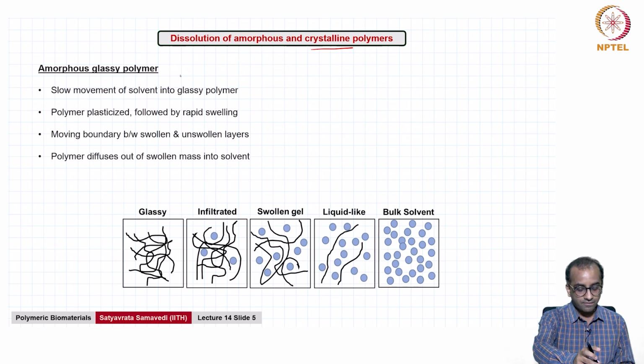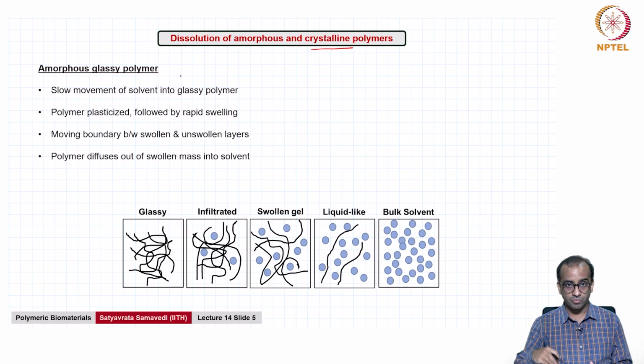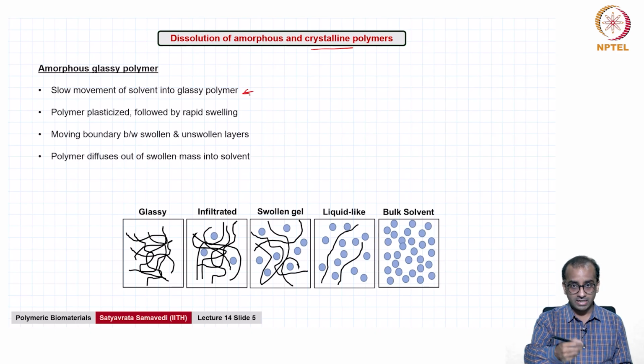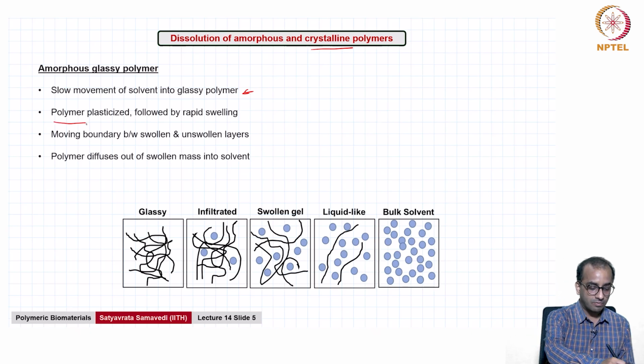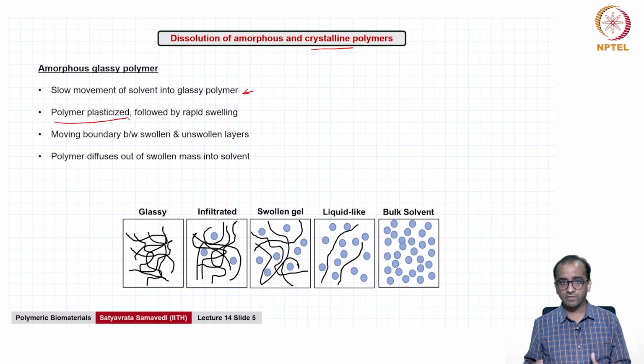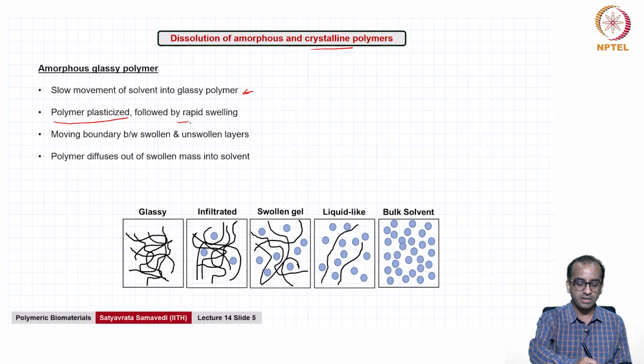So, if you think of what happens to such a system when you put it in contact with a solvent with which it can interact, the solvent is going to slowly move into the glassy polymer. The polymer gets plasticized, and by plasticized what we mean is a lowering of TG, increase in free volume followed by rapid swelling.